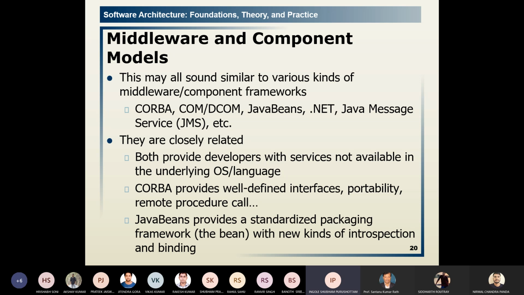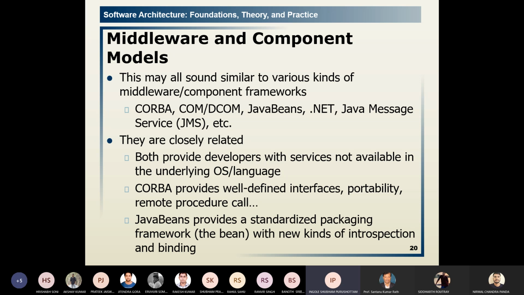Now the next is middleware and component models. We have seen the frameworks. Now the next is middleware and component models. This may all sound similar to various kinds of middleware and component frameworks: CORBA, COM, DCOM, JavaBeans, .NET, Java Message Service, etc. All these are middleware.